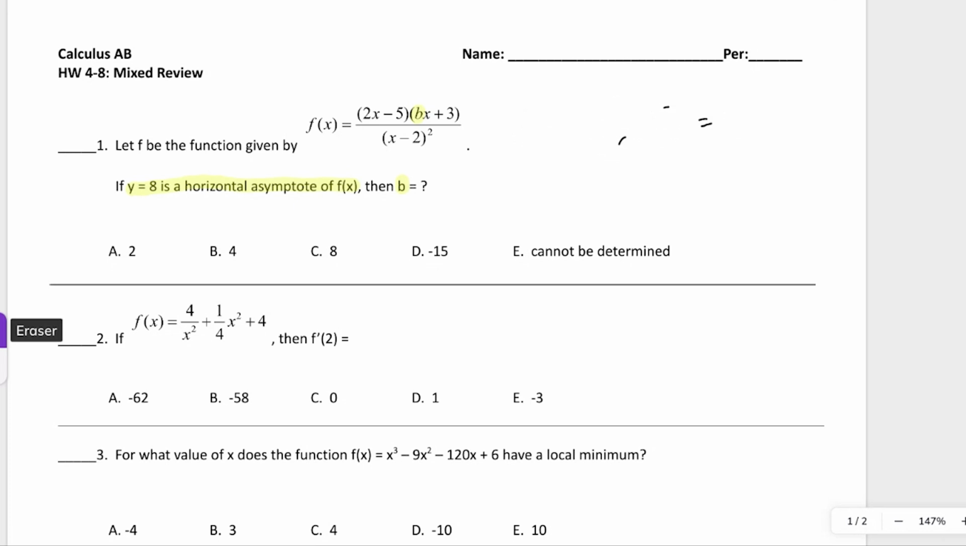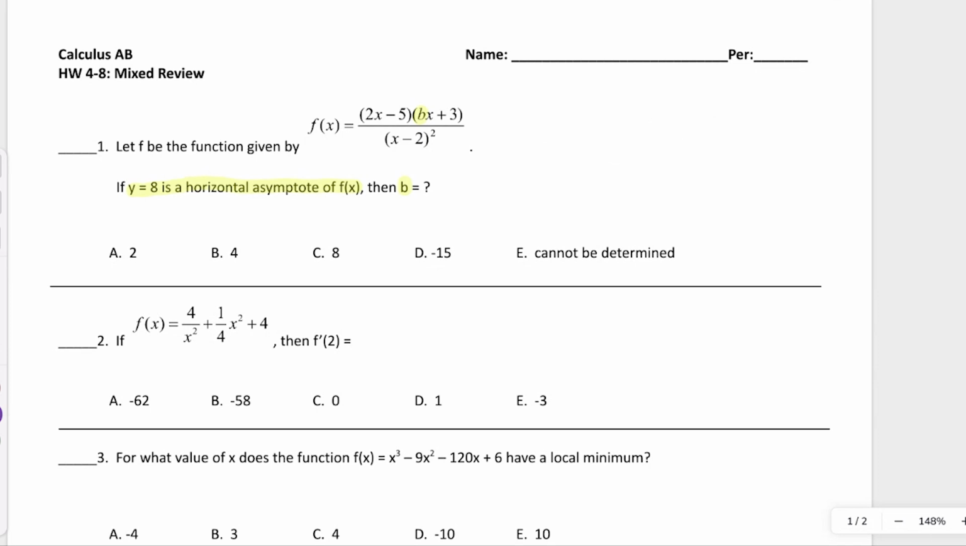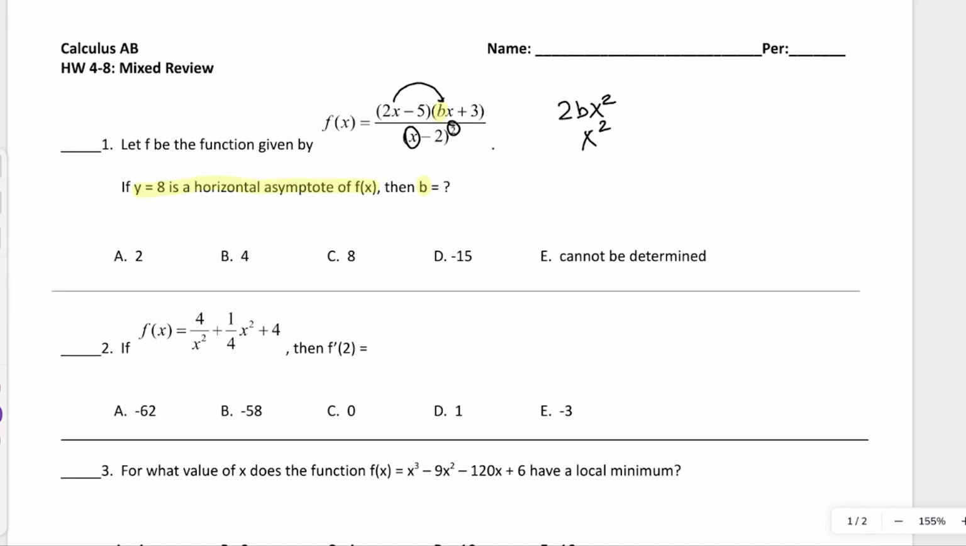So what we need to do here is we don't have to multiply this completely out, but what we want to do is just multiply these first terms to compare the degrees of the numerator and the denominator. So in the numerator, we would have 2bx squared, and in the denominator, we just have x squared. Notice both of these are quadratics, and so the horizontal asymptote will be defined by the ratio of the leading coefficients, which in this case is 2b over 1. So 2b over 1 is going to equal 8, because y equals 8 is the horizontal asymptote. And then if we divide both sides by 2, we can say that b is 4.